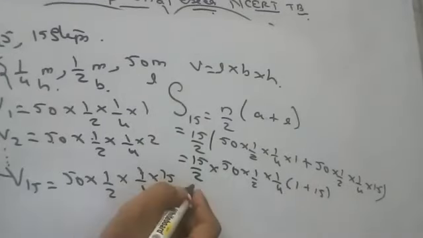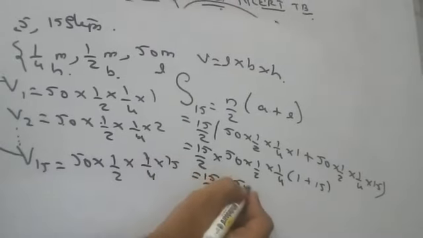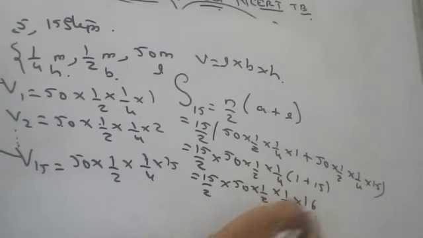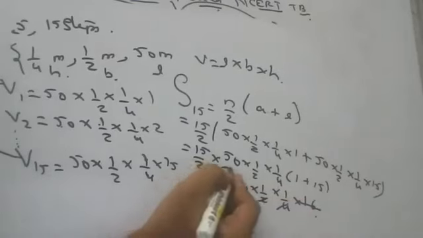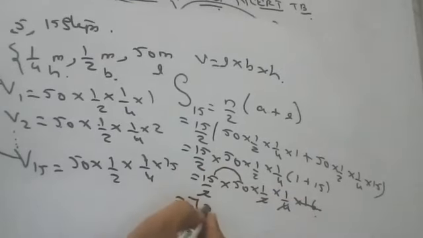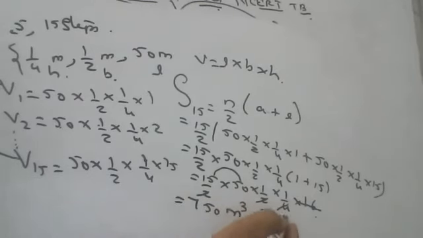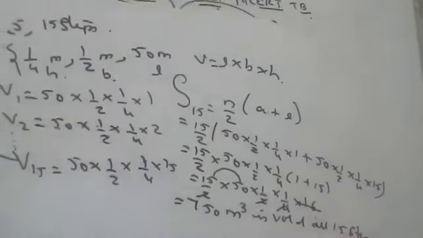Okay, children. Last step, children. 15 by 2 into 50 into 1 by 2 into 1 by 4 into 16. 2 twos are 4, 4 fours are 16. 15 fifties are 750 meter cube is the volume of all 15 steps of the football ground.